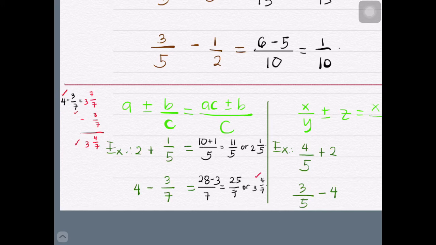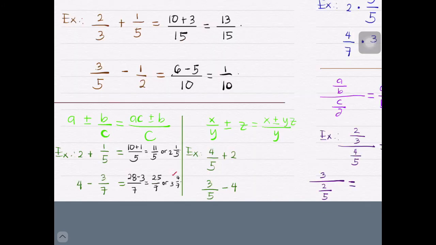Note that the algorithm of whole number plus or minus a fraction, which was a plus or minus b over c, is the same thing as the algorithm of fraction plus or minus a whole number, which is in this case x over y plus or minus z. So for 4/5 plus 2, we just have to copy the given denominator, which is 5. Copy as well the numerator 4 and the operation plus. Then we are to multiply the whole number 2 to the denominator 5, which gives us 10. Now we have 14/5 or 2 4/5.